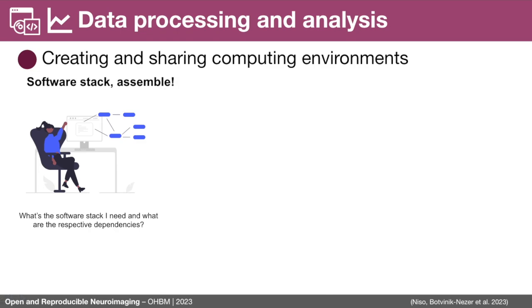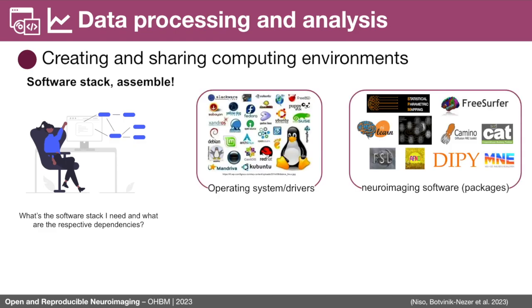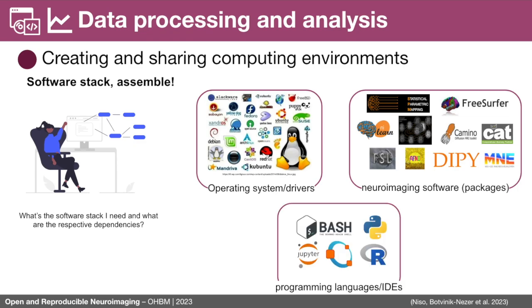Focusing on the first question, what's the software stack I need and what are the respective dependencies? This, of course, includes the operating system and drivers, neuroimaging software and respective packages thereof, as well as programming languages and IDEs that you might want to include in your software container. And when you think about this now, you might already ask yourself, this seems very cumbersome and very hard to implement, especially in the beginning. Isn't there something that can help me?